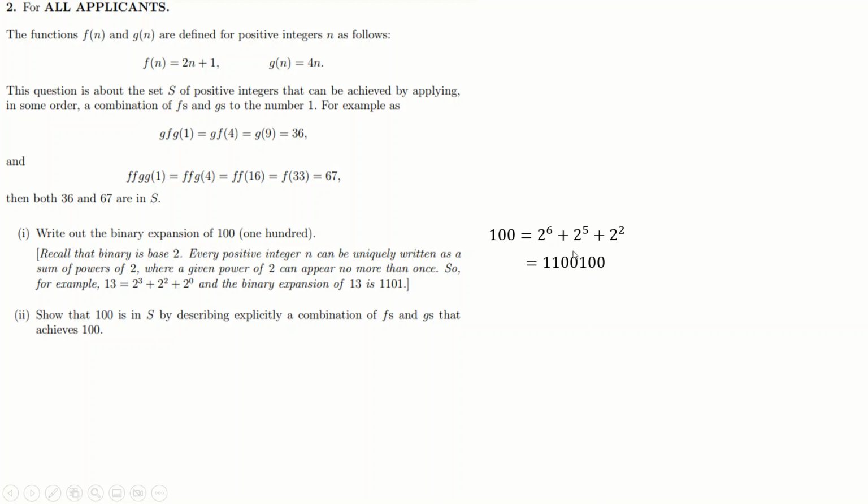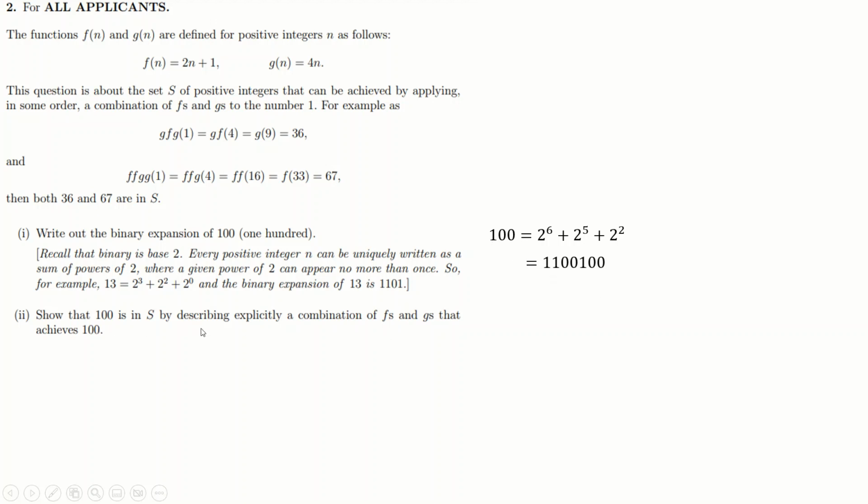You put in the 0s for when you don't have a power of 2, and you start at 2 to the 0, and you just go up: 2 to the 0, 2 to the 1, 2 to the 2, which I have, 2 to the 3, 2 to the 4, 2 to the 5, which I have, and 2 to the 6, which I have, and then you stop at the biggest one. Okay, so why is it asking me to do that, is the question.